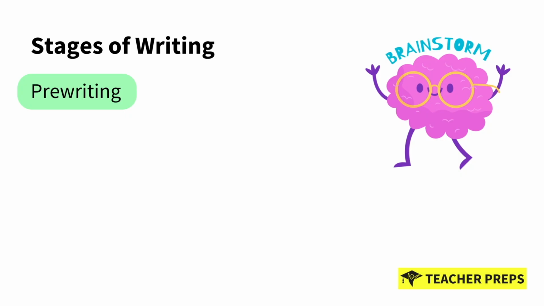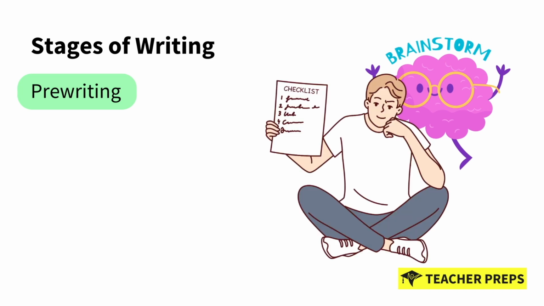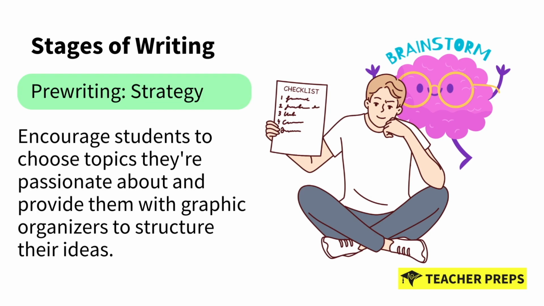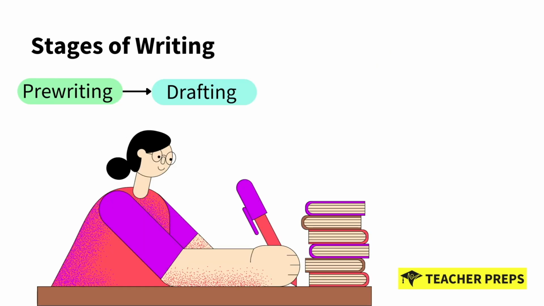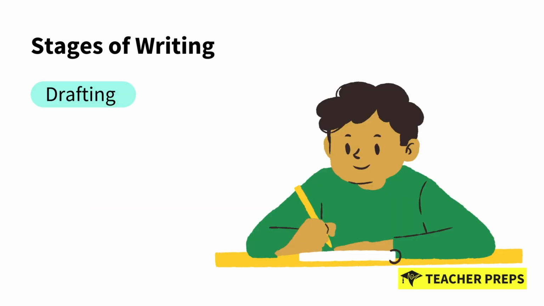The pre-writing stage is the brainstorming phase. Here, students gather and organize their thoughts. Techniques like mind maps, lists, and free writing are really handy. The way to teach it looks like this. Instructional strategy: we encourage students to choose topics that they're passionate about and provide them with graphic organizers to structure their ideas. Moving from pre-writing to our next stage in the writing process is called drafting.